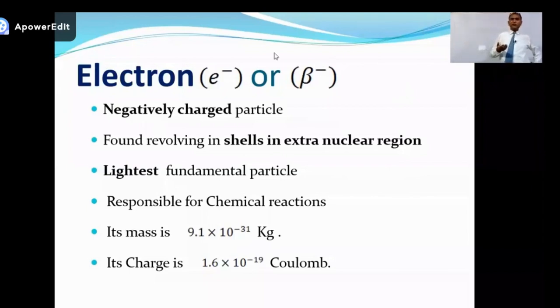And its mass is 9.1 into 10 to the power minus 31 kg, as you can see on the screen also. And what is the value of its charge? Charge means its power. It's 1.6 into 10 to the power minus 19 coulombs. Okay? Negatively charged, revolves around the nucleus. Lightest fundamental particle, mass is 9.1 into 10 to the power minus 31 kg. Charge is 1.6 into 10 to the power minus 19 coulomb. And it is responsible for the chemical reactions. Okay? Now proceed to the next.